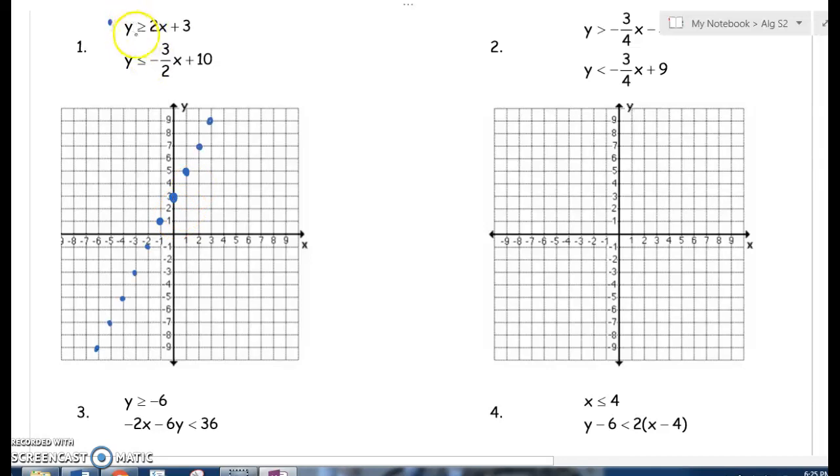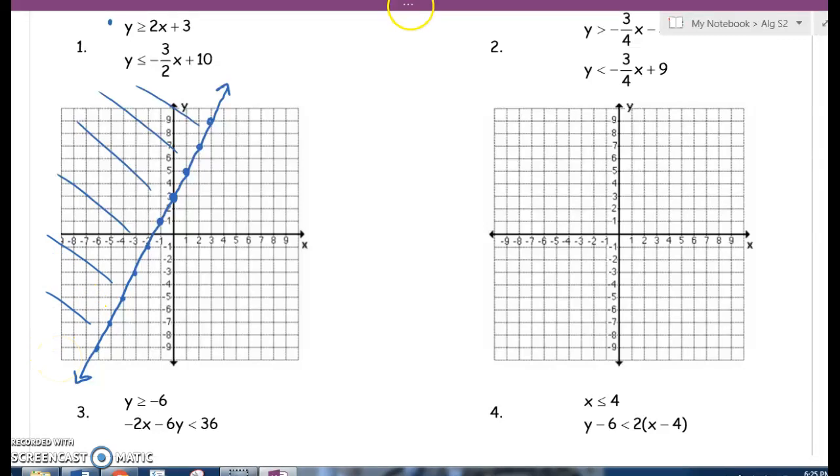So I just went up 2 over 1 and down to left 1 a bunch. Because it's greater than or equal to, we know that that's going to be a solid line, so we can connect the points like so. And then because it's greater than or equal to, we know that we shade above. Now I'm not going to shade all crazy. I'm just going to shade lightly. You can probably do that more easily with a pencil, but I'm just shading above because it's greater than.